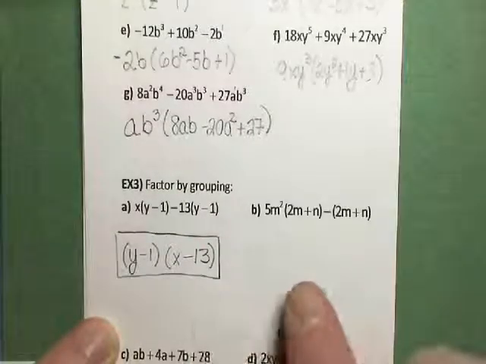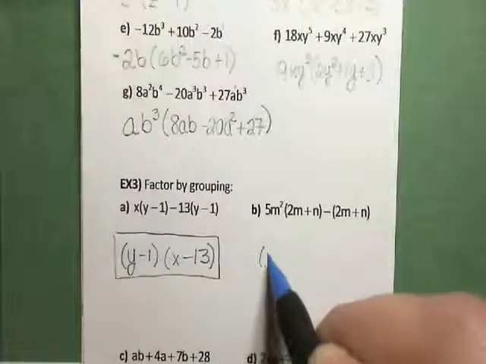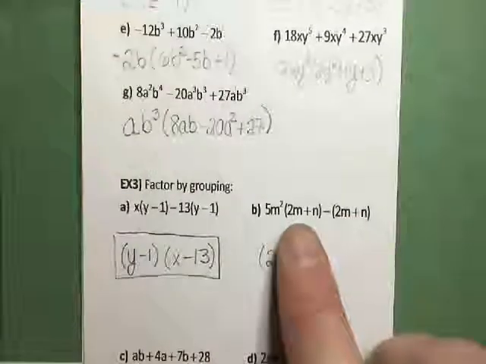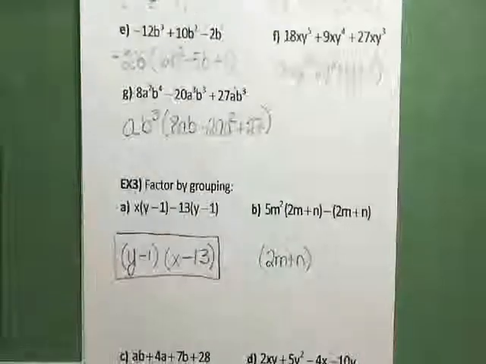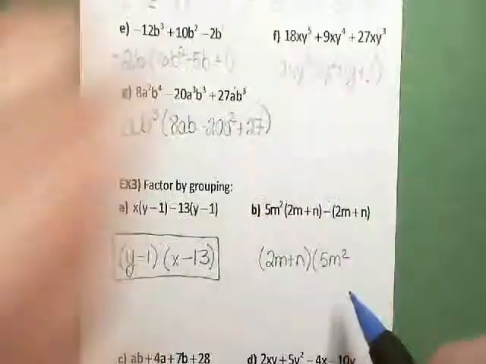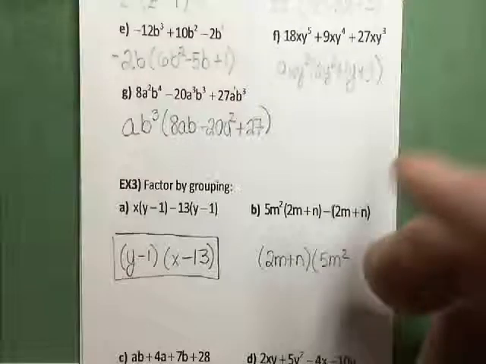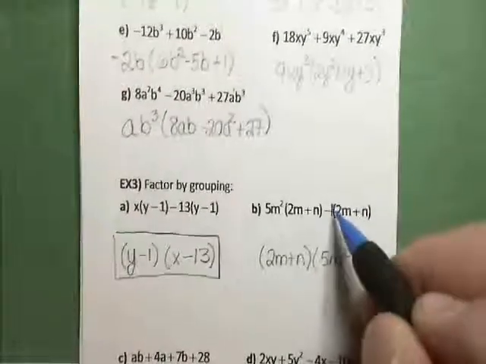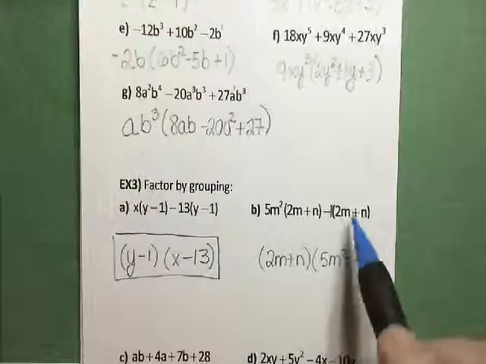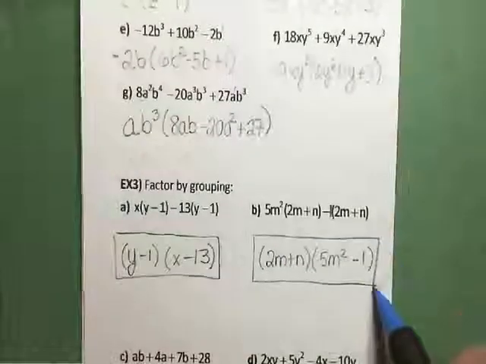So using the same procedure, let's go on to letter B. What do they have in common? Well, they have in common 2m plus n. And when I take out this 2m plus n, I'm left with 5m squared. And if I take out 2m plus n from the second term, it looks like I don't have anything, but remember, there's an invisible 1. That negative 1 has to become visible. So I'm left with negative 1. So this is my factorization for this problem.